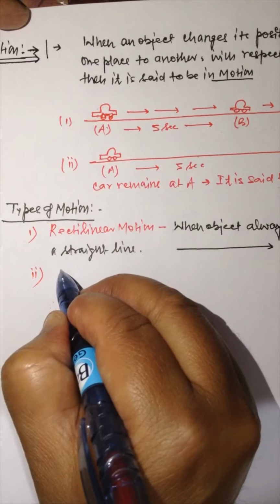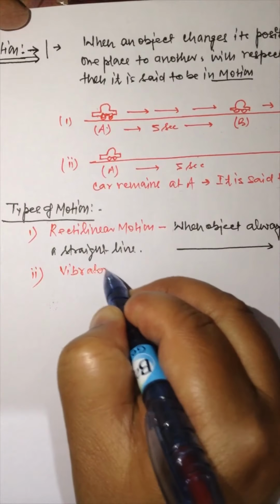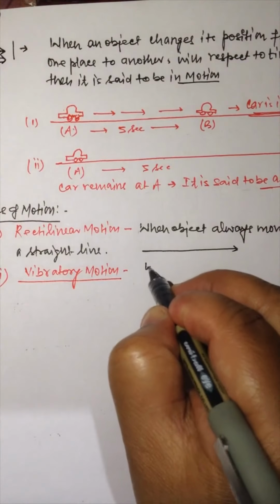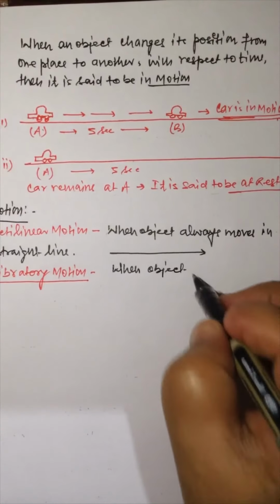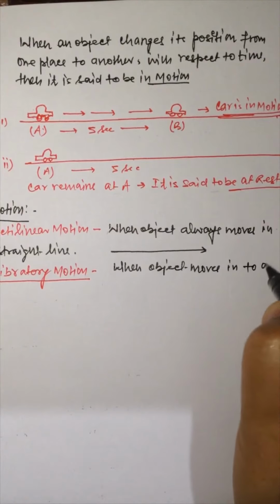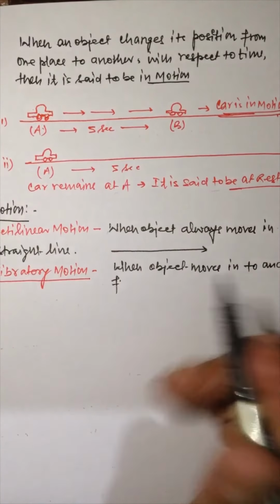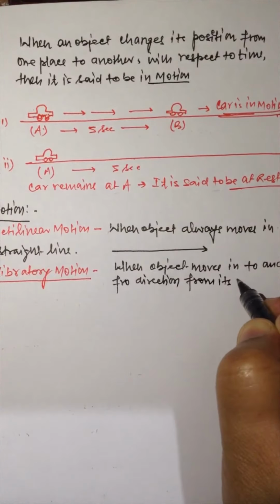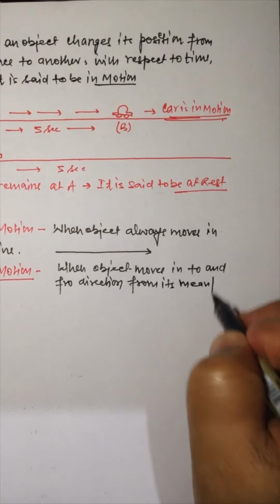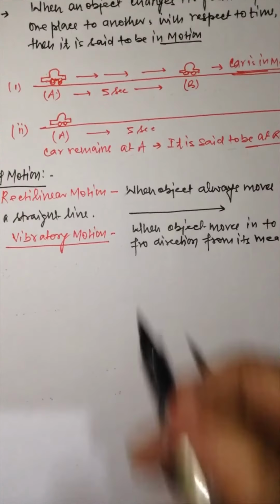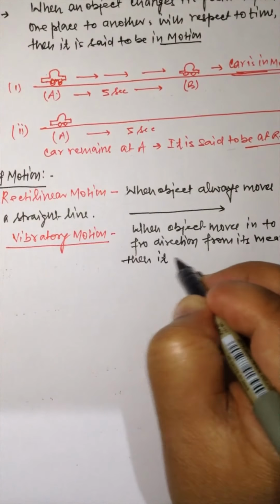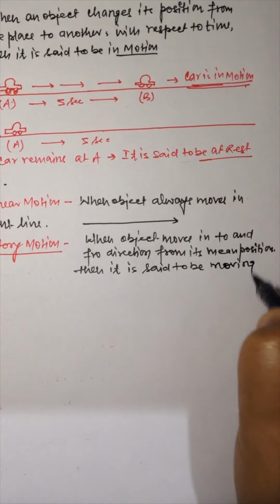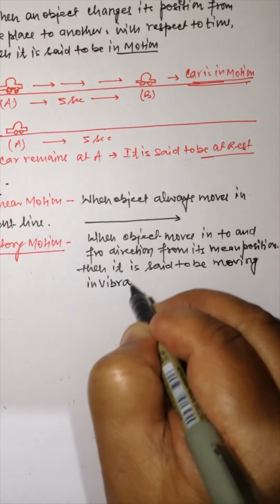And second one, so what is second? That can be vibratory motion. Which one is this? See, when an object moves in a to and fro direction, a little forward and a little backward, to and fro direction from its mean position, then it is said to be moving in vibrations or vibratory motion.